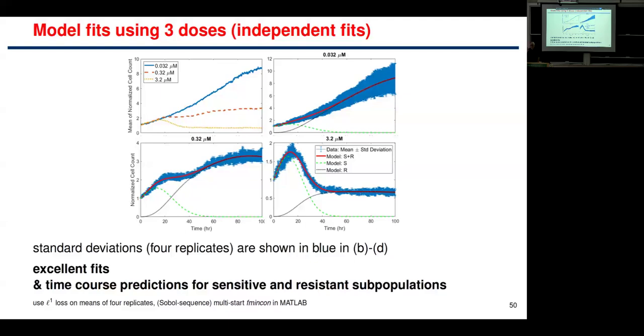Okay, I actually love this. There are error bars from 4 replicates. We use an L1 loss function to fit. The fits are the solid lines, and it fits the data just beautifully.